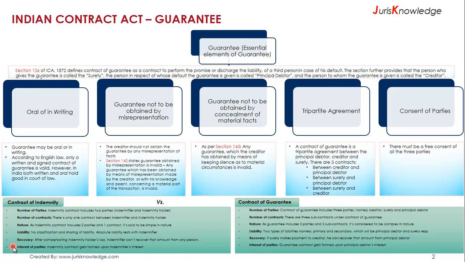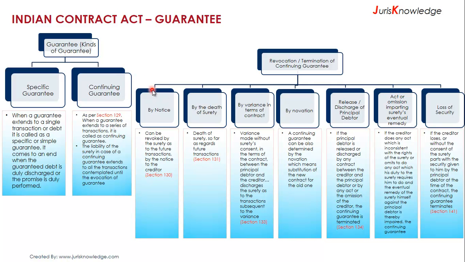Interest of the parties: an indemnity contract gets formed upon the indemnifier's interest, whereas in case of guarantee, a guarantee contract gets formed upon the principal debtor's interests. So those are the key differences between the contract of indemnity and contract of guarantee. Moving ahead, let's look at the different types of guarantees that we have. So we have two kinds of guarantees. One is specific guarantee and the second one is continuing guarantee.